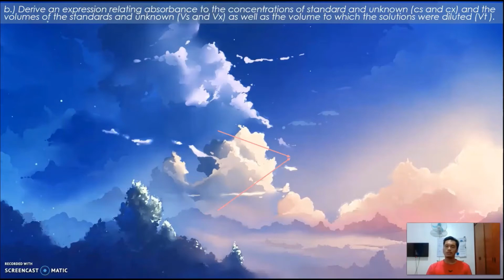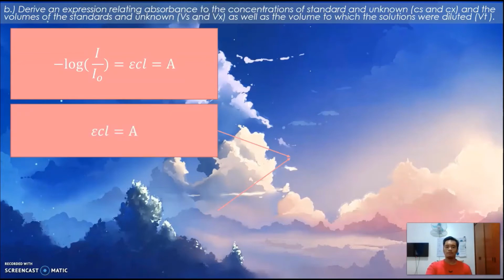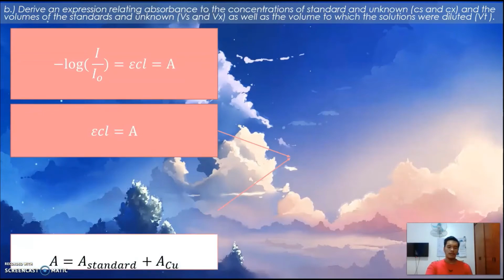So, let us remember that the absorbance formula is given as this. And as I said from the previous video, we do not have any light intensity given. We only have the absorptivity, the cell pathway, and the concentration. So we'll use simply A equals epsilon CL. We were given data, but thinking about it logically, the absorbance is a combination of two absorbances.